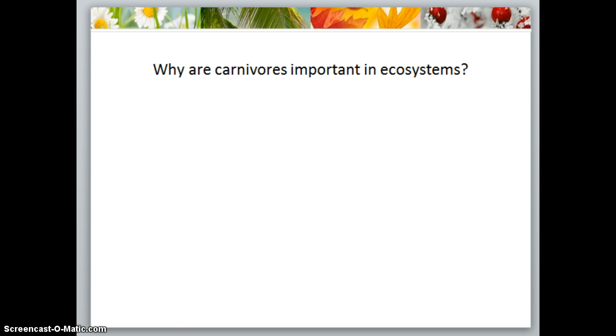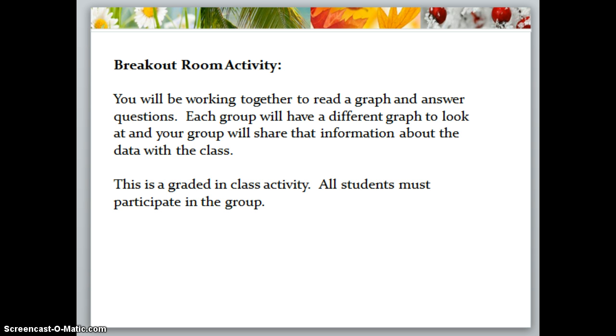So what you're going to do is take a look at why carnivores are important to an ecosystem. And in the breakout room, you'll be working together to read a graph and answer questions. Each group, and I'm going to divide you into different groups, will have a different graph to look at, and your group will share that information about the data with the class. It's a graded in-class activity, and all students must participate in the group. So we'll go through the different graphs that you're going to look at in class, and I'll explain again in class what the expectation is, and we will go from there. Looking forward to having a fun time with this activity.